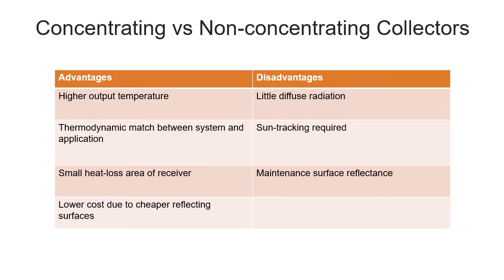However, the disadvantage of concentrating collectors is that most cannot make use of the diffuse radiation as compared to non-concentrating collectors, which still absorb the diffuse radiation. Also, most require tracking of the sun to maximize solar radiation captured. Finally, there's a need for maintenance to ensure the surfaces remain reflective.